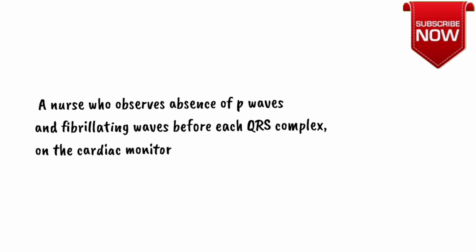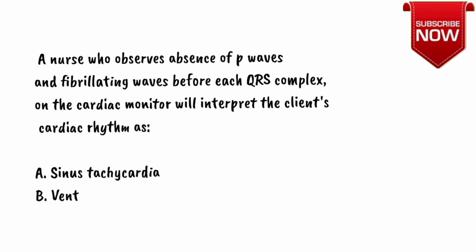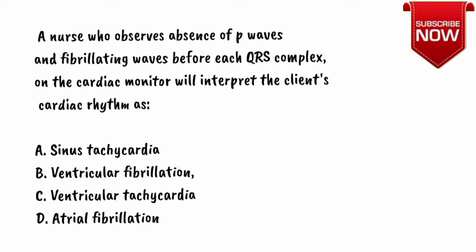A nurse who observes absence of P waves and fibrillating waves before each QRS complex on the cardiac monitor will interpret the client's cardiac rhythm as: Option A, sinus tachycardia. Option B, ventricular fibrillation. Option C, ventricular tachycardia. Option D, atrial fibrillation.